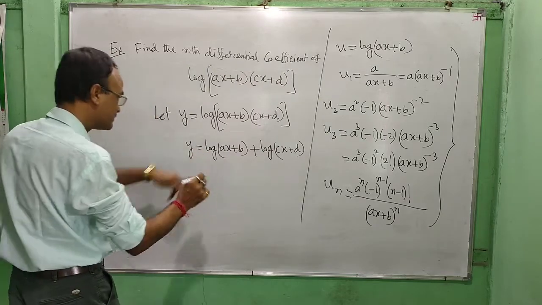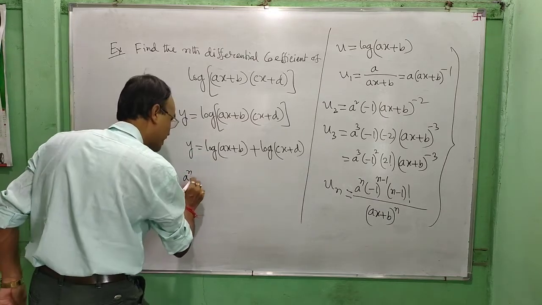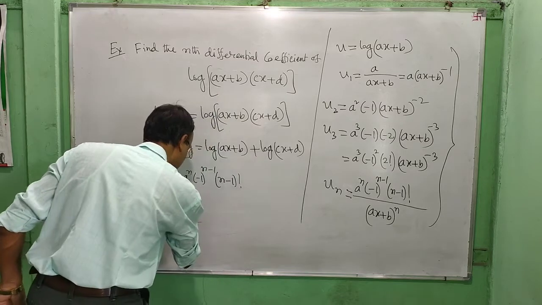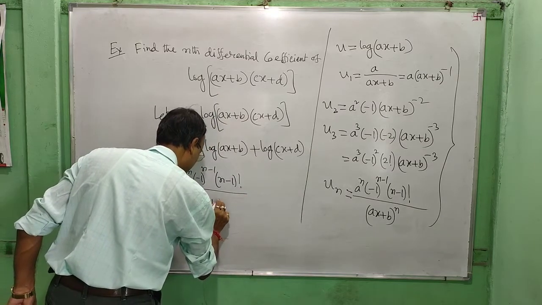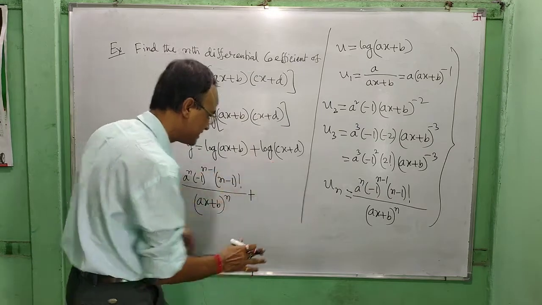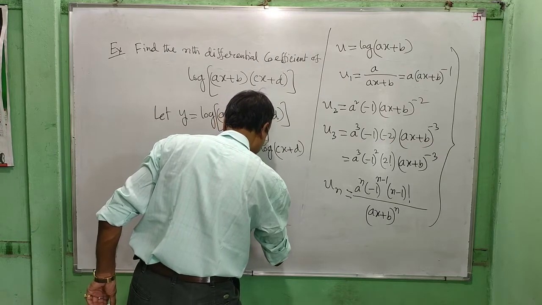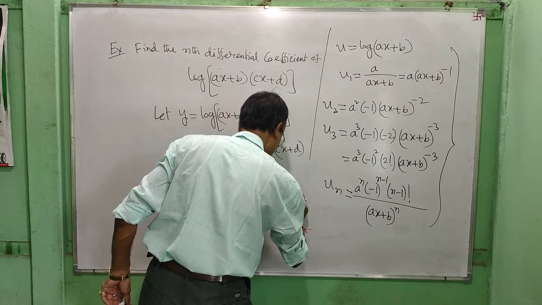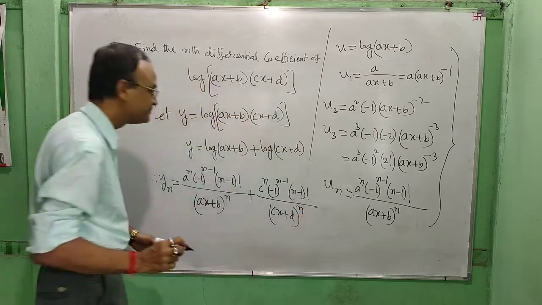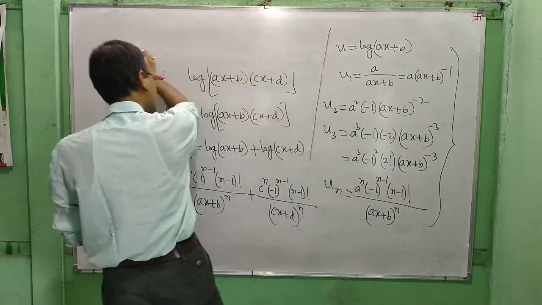Therefore, here yn, the nth differentiation, will be equal to a to the power n times (minus 1) to the power n minus 1, factorial n minus 1, divided by (ax plus b) to the power n, plus, for this you will definitely get c to the power n times (minus 1) to the power n minus 1, factorial n minus 1, divided by (cx plus d) to the power n.